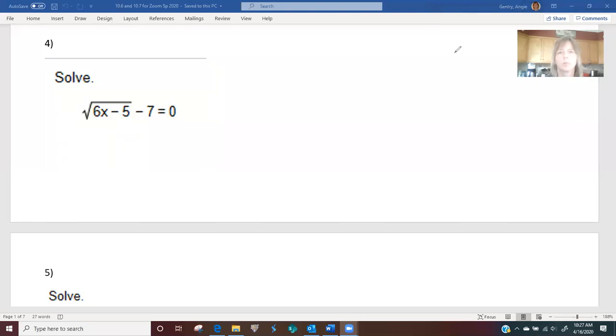Yes, hello. I'm going to do a recording over 10.6, equations with radicals. Hang on, I'm trying to annotate and get set up here.